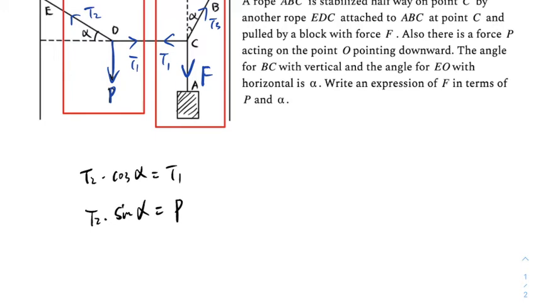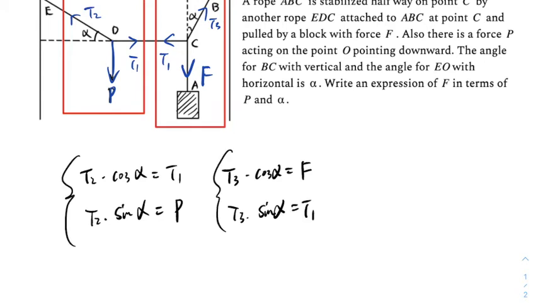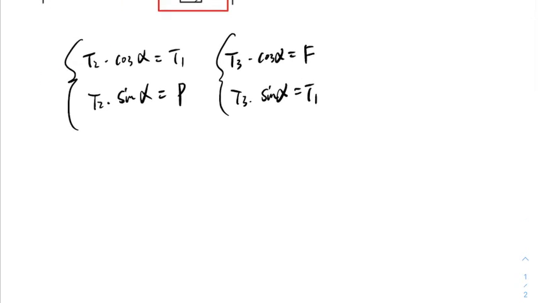By balancing the forces, we know T2 times cosine alpha equals T1, that's in the horizontal direction. T2 times sine alpha equals P, that's in the vertical direction. On the right system, we have T3 times cosine alpha equals F, and T3 times sine alpha equals T1, in the vertical and horizontal directions. Now we can solve it, because we are going to solve for F.